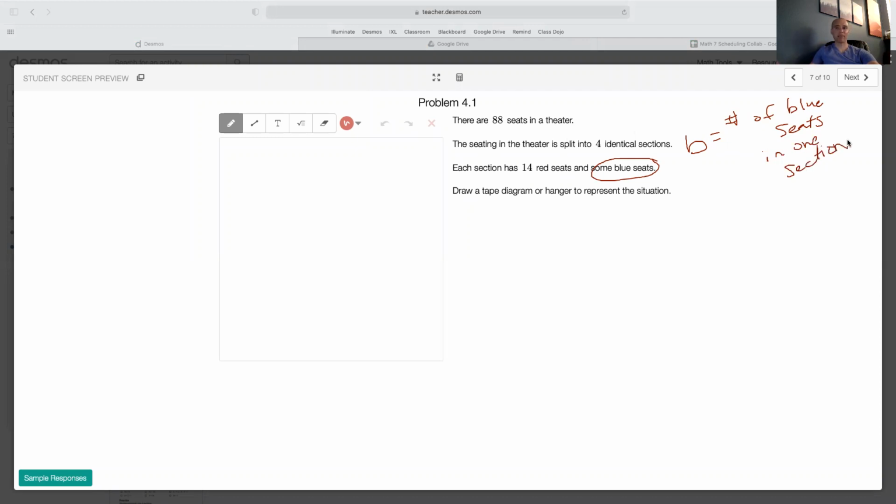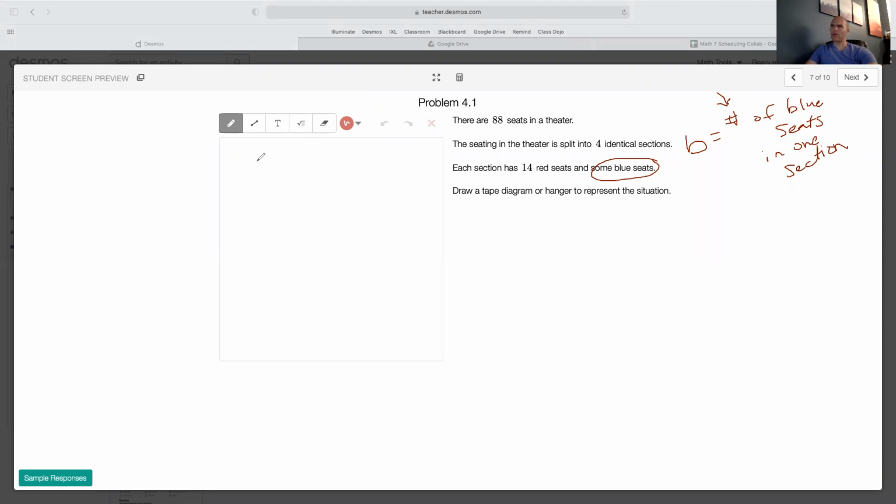Whenever you're defining your variable like this, it's really important to be specific about exactly what you mean. Notice I didn't just write B equals blue seats. Now, what do you mean by that? Number, right? This symbol right here, you may know it as a hashtag, but us old people think of it as number.